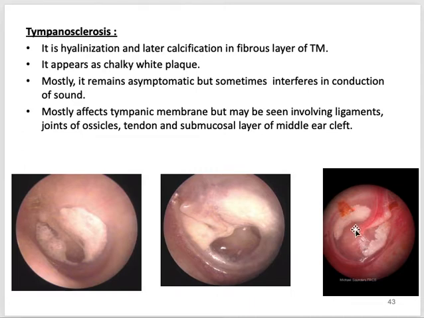Sometimes it does involve other structures as well, like the tendons and the ossicles. It also interferes with the conduction of sound, so it can be a cause of conductive hearing loss. So this is all about tympanic membrane and external auditory meatus conditions.